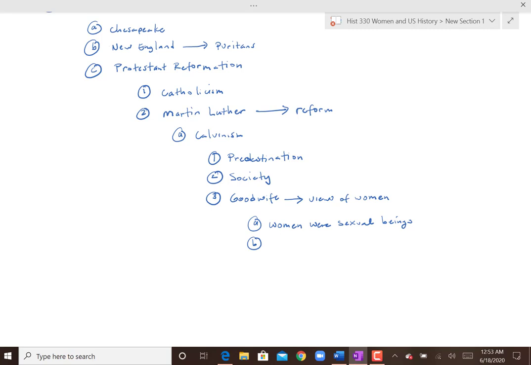So he created a new ideal, which was actually in this case not a bad thing. There's a lot of restrictions and rules within Calvinism and Puritan belief. But this was actually a more positive view of women within the Christian religion, which was that the ideal role for women was the good wife.